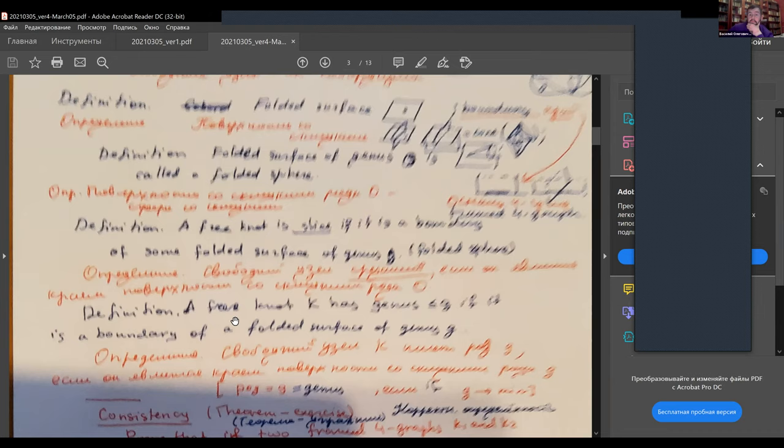So actually, I proved that there was an invariant of free knots valued in such a more complicated group. And it is still a research problem to understand whether we can get invariants of sliceness.